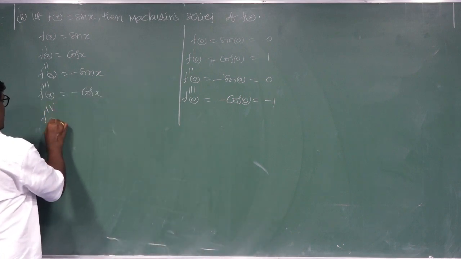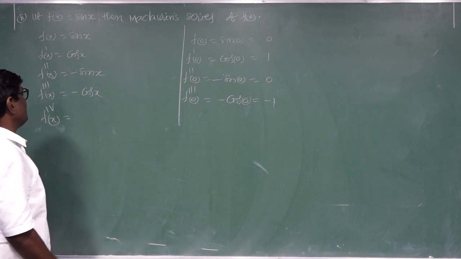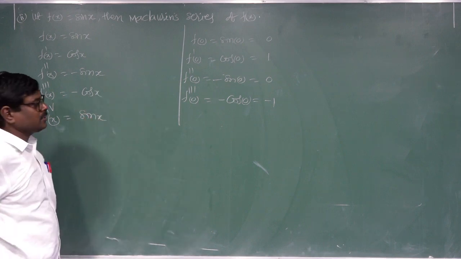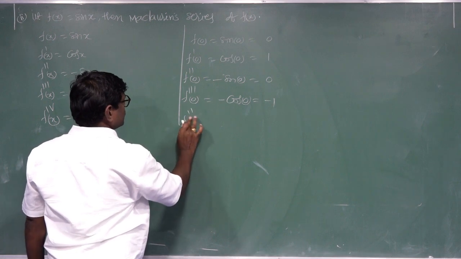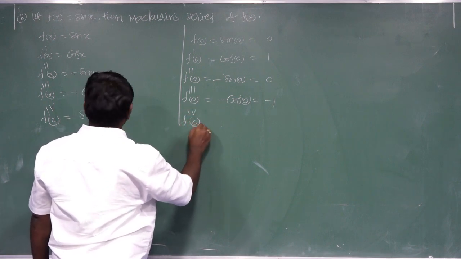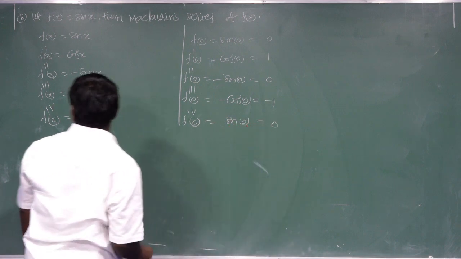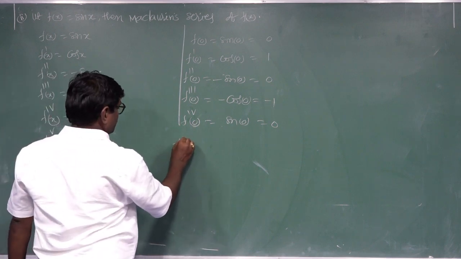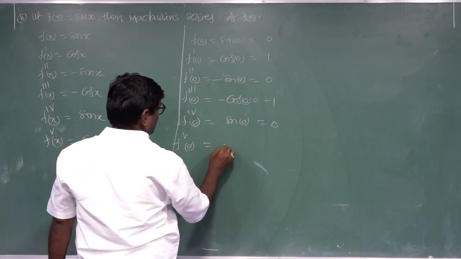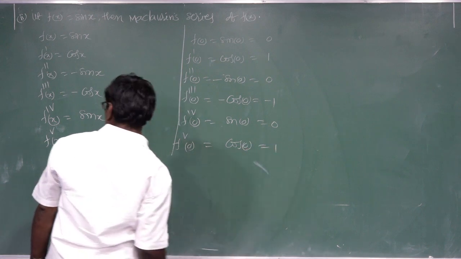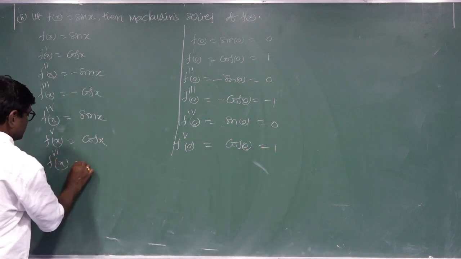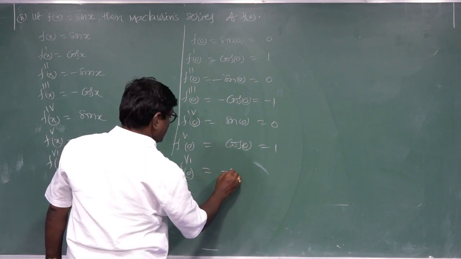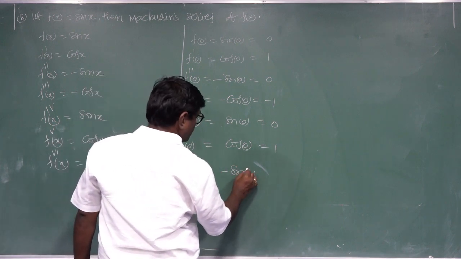f fourth x equals the derivative of minus cos x, which is plus sin x, since minus minus is plus. The fourth derivative of 0 equals sin 0 equals 0. Next, the fifth derivative: the derivative of sin x is cos x, and f fifth of 0 equals cos 0 equals 1. Next, the sixth derivative: the derivative of cos x is minus sin x, and f sixth derivative of 0 equals minus sin 0 equals 0.